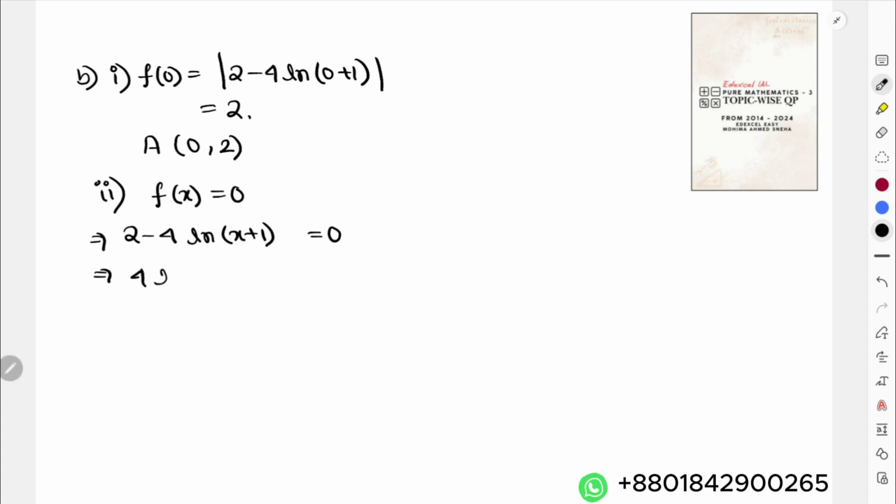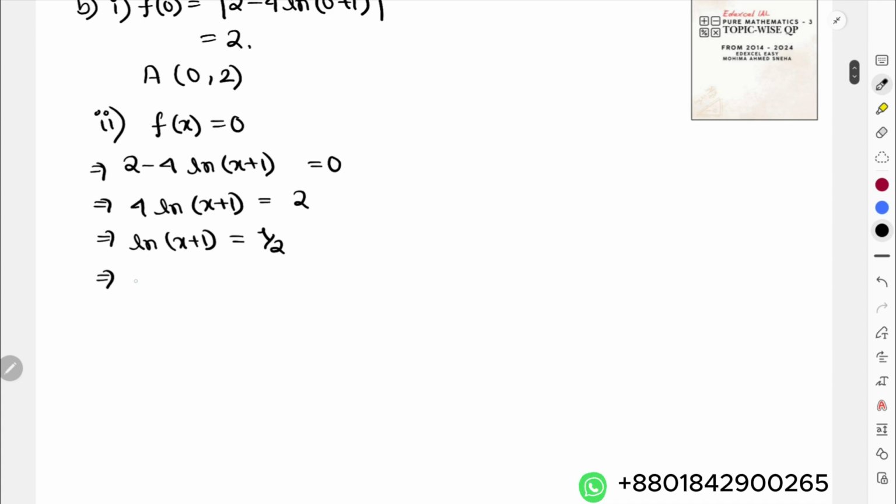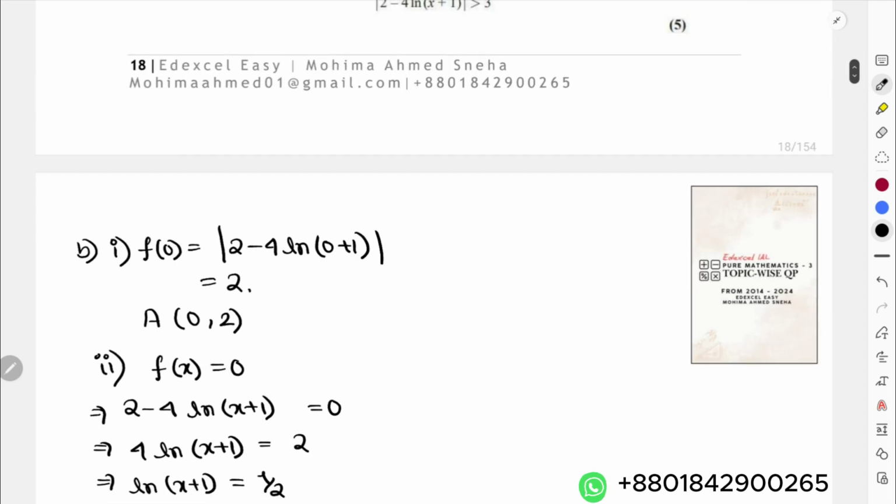So you get 4 ln of x plus 1 equals 2. If you take this 4 to the right hand side, it will become a half, and you get ln of x plus 1 equals half. If you take the ln to the right hand side, it becomes x plus 1 equals e to the power of half, and plus 1 to the other hand side becomes minus 1, right? So e power half minus 1, that is your solution. So for part B, you get e power half minus 1 and 0. This is your coordinate for part B. We are done with your part B2 also.